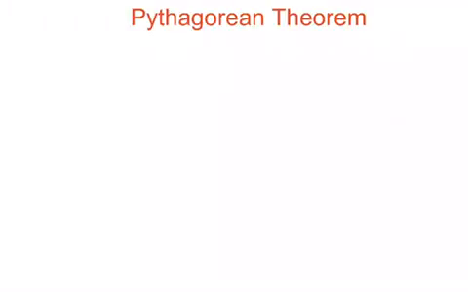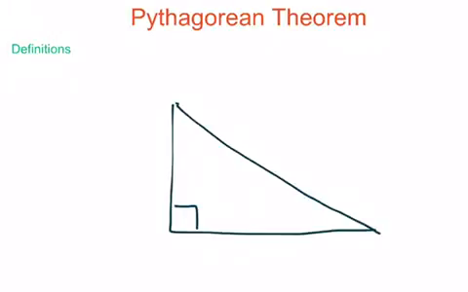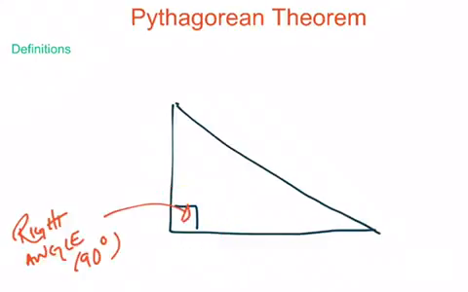What makes a right triangle? A right triangle is formed with a right angle. So that little box over here in the corner signifies a 90-degree angle. So thus, this is a right triangle.